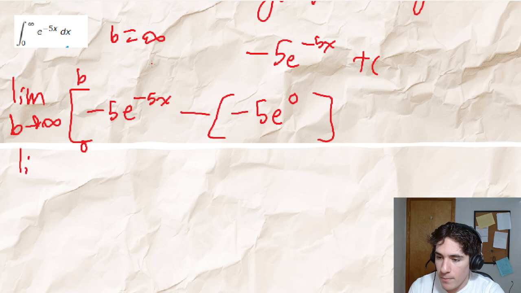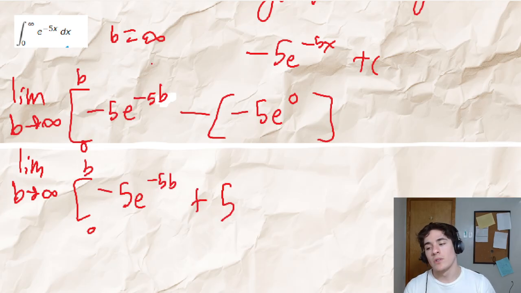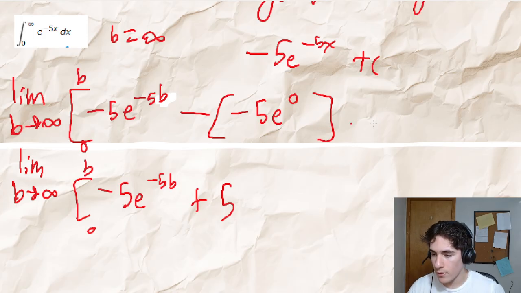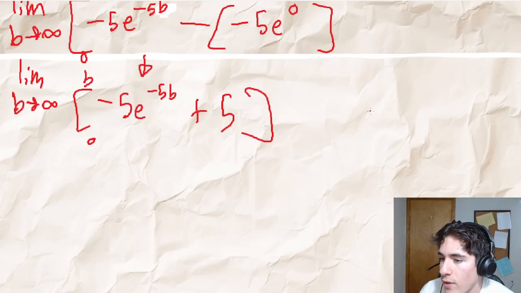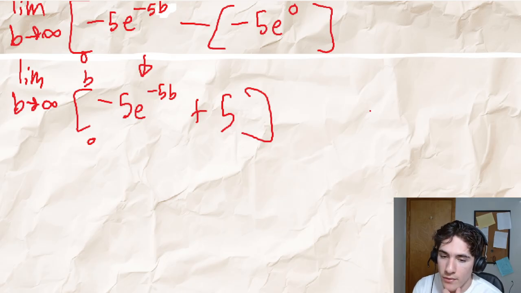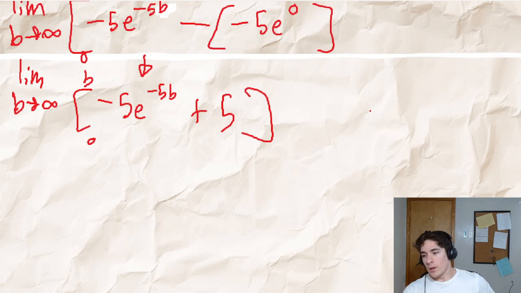This is going to simplify to, between b and 0, minus 5e to the, oh shoot, that should be b, not x: minus 5e to the power of minus 5b plus 5, because e to the power of 0 is 1, and 1 times 5 is 5. So, as this approaches infinity, this is a function that we're going to try to evaluate the limit of. And we can either evaluate this just by looking at it, or using L'Hopital's rule. But L'Hopital's rule, again, wouldn't work in this scenario.